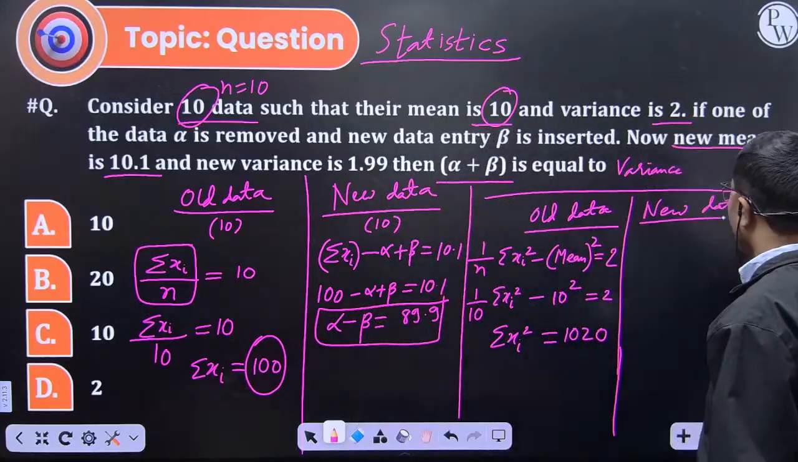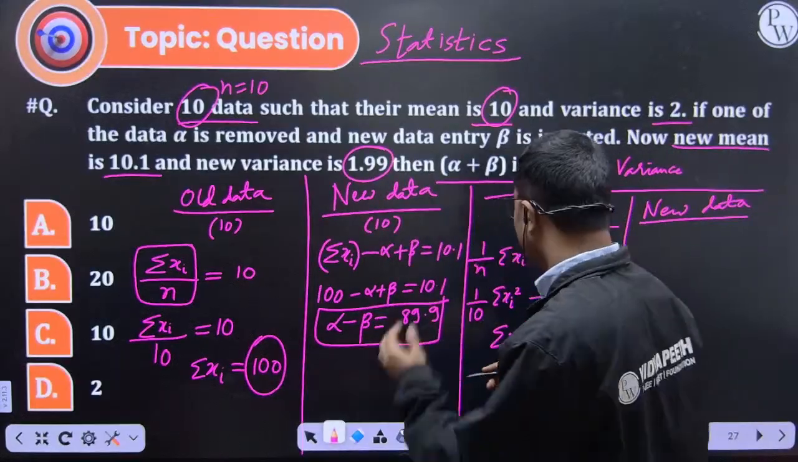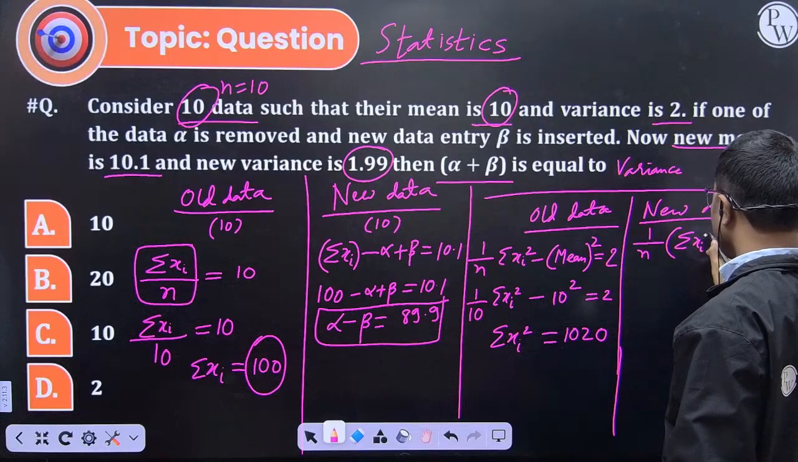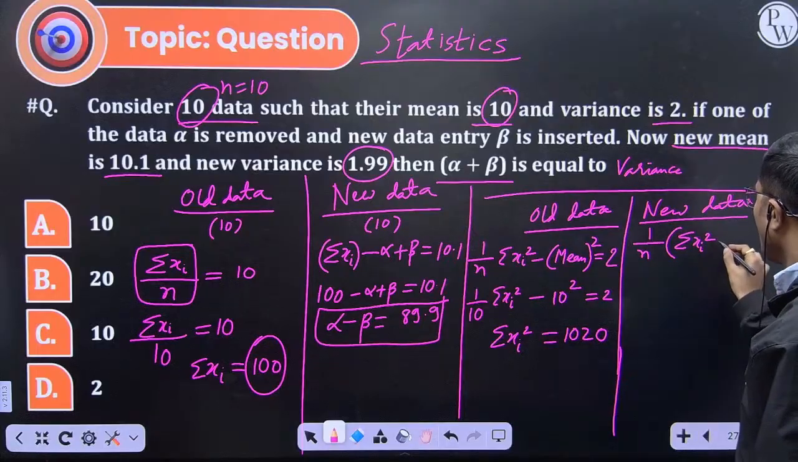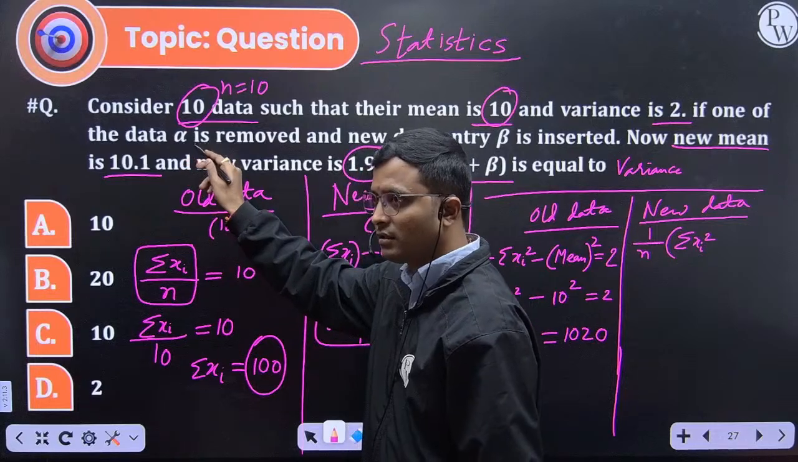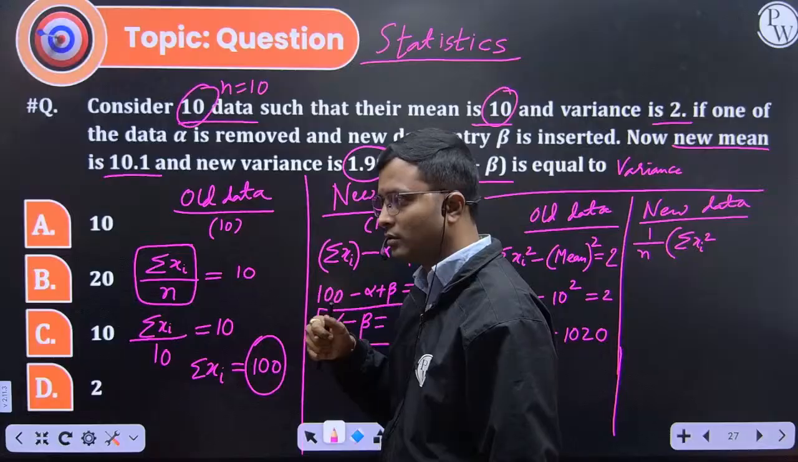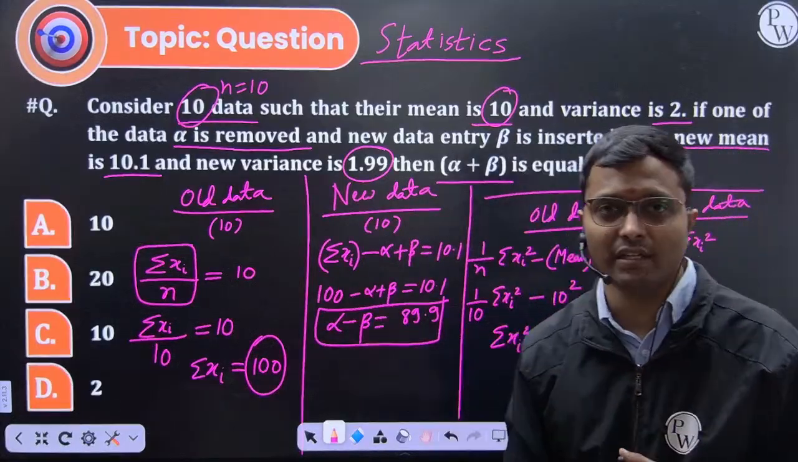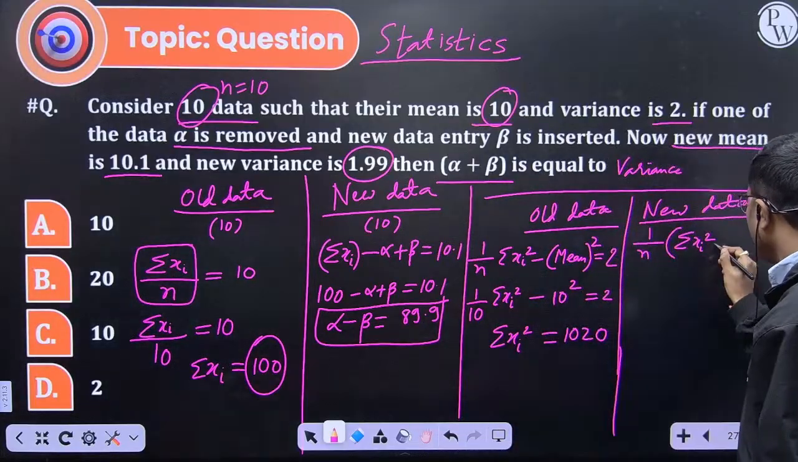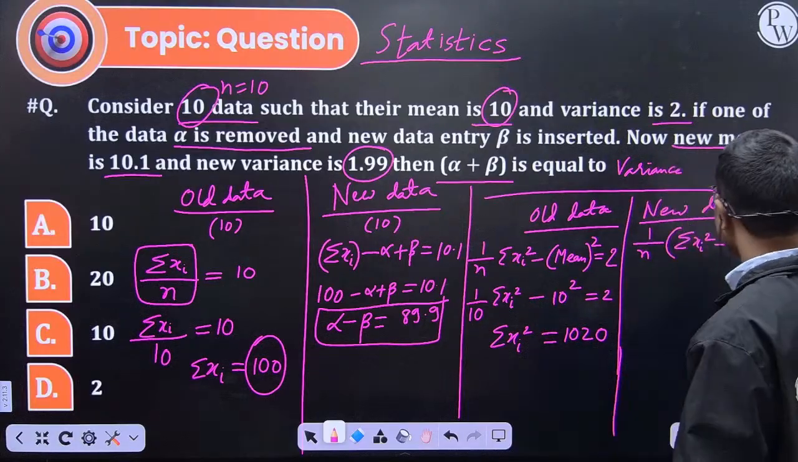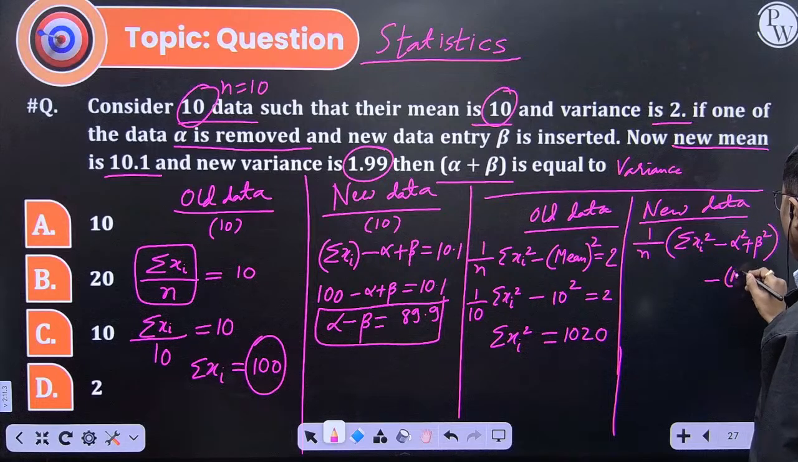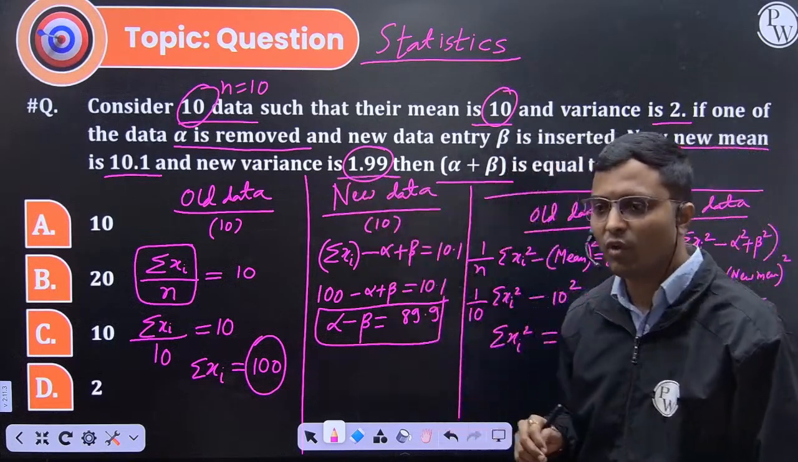So let us go for the new data of variance. Variance new information is given 1.99. So 1 by n into sigma xi square. Now again old information we have to remove. So what is the old value which we have to remove? Alpha is the old information. Now for the variance we have to remove the alpha square, because in variance we use xi squares. So minus alpha square, and we have to insert the new entry beta, so plus beta square, correct, minus mean. Now we have to use new mean, which is given for us, whole square. That is our new variance. What is the new variance given for us? 1.99.